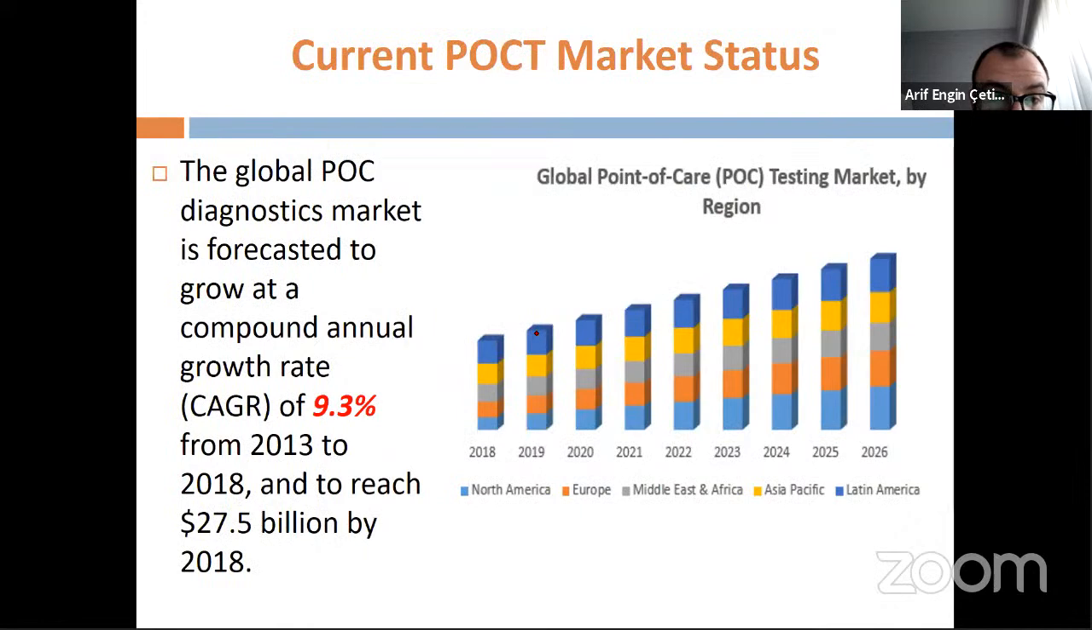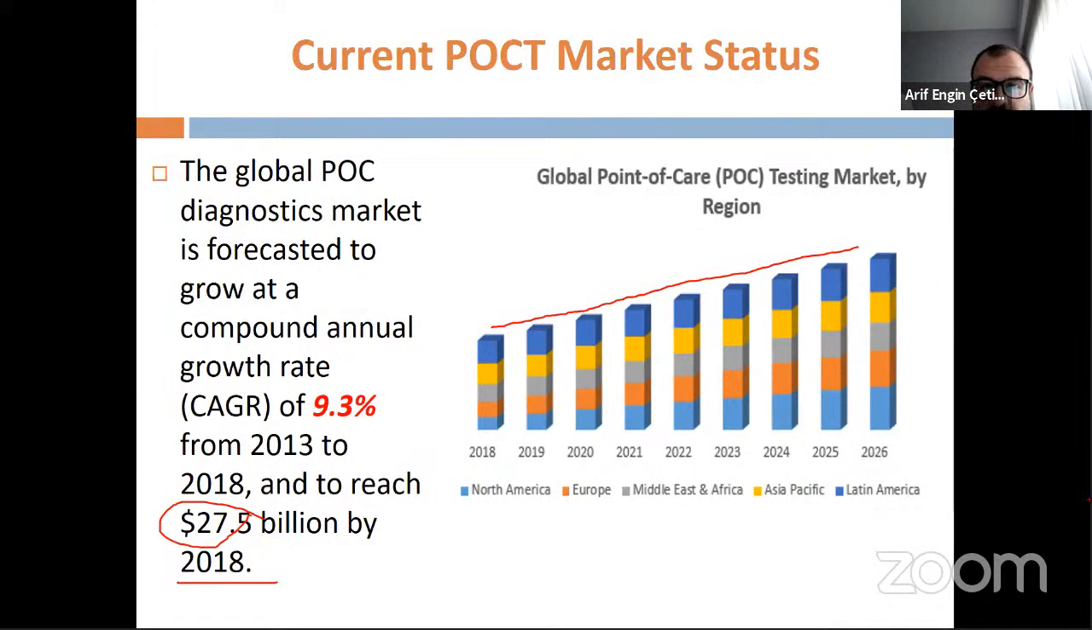So in the global market, the POCT in 2018 globally gets $27.5 billion, and it's growing. It's starting in 2018 and it's growing toward 2026.